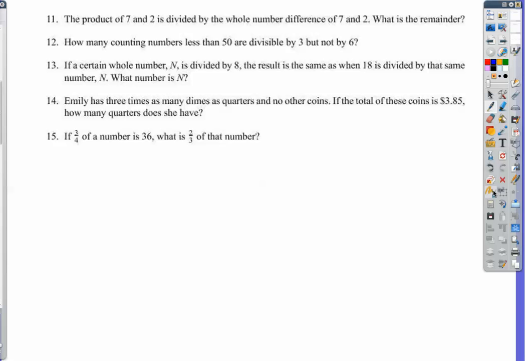Well, if you think about it, that means that we are looking for numbers that are divisible by 3 that are odd, because any number that's divisible by 3 and divisible by 2 is going to be divisible by 6. So, first thing we're going to do is, well, there's a couple things we can do. How many times does 3 go into 50? Well, 3 goes into 50 16 times.